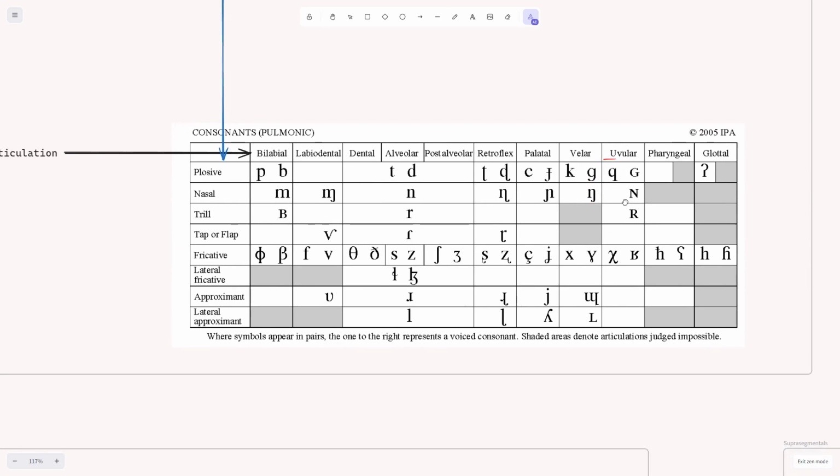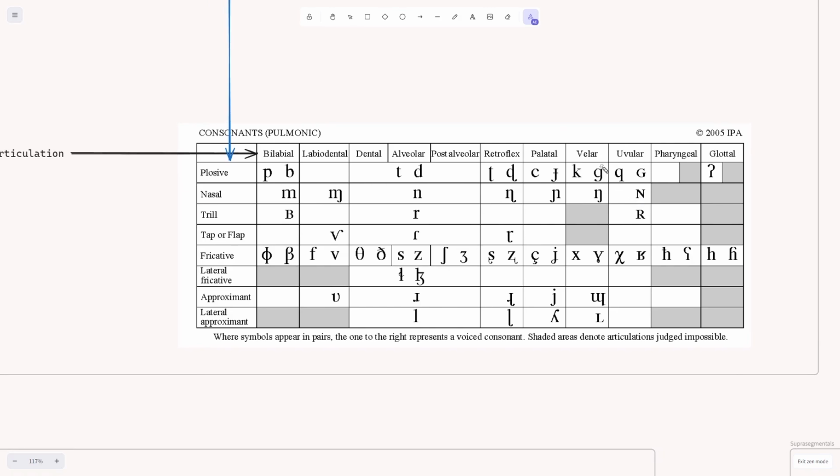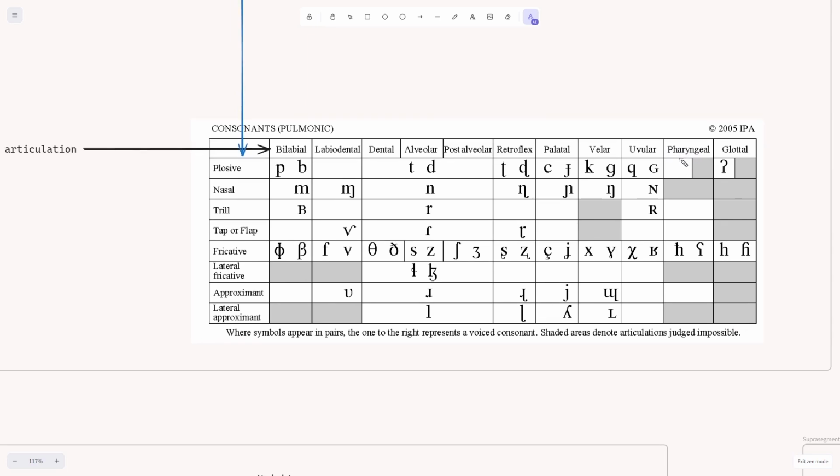Uvula describes consonants articulated with the back of the tongue against or near the uvula. Examples for this are ra. Pharyngeal sounds are consonants articulated in the pharynx. I'm not a native speaker of languages where these sounds are used, but this sounds something like ha.